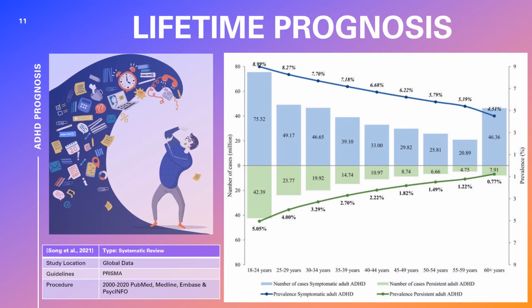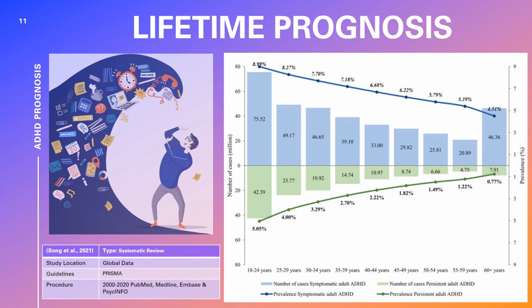A 2021 article from Song and others attempts to assess the global prevalence and prognosis of adult ADHD in the general population through a systematic review and meta-analysis. The study utilized PRISMA guidelines in assessing peer-reviewed published data from global academic journals. The chart on the right identifies the prevalence and number of people with ADHD across various periods of adulthood in 2020. ADHD is broken into two categories: persistent adult ADHD with childhood onset, and symptomatic adult ADHD, regardless of childhood onset. Results indicate that the prevalence of both persistent and symptomatic ADHD decreased as age increased.